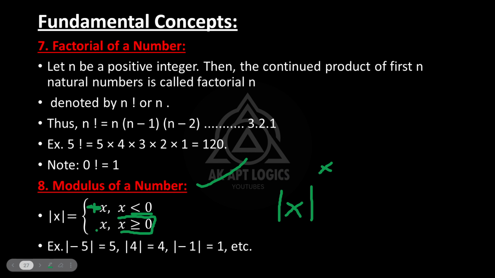Here is the example: the modulus of minus 5 will be 5. The negative number will become positive when we place it in modulus. The positive number remains positive only, it is not going to convert into negative. Only the negative number will get converted into a positive number. That is what the modulus means.